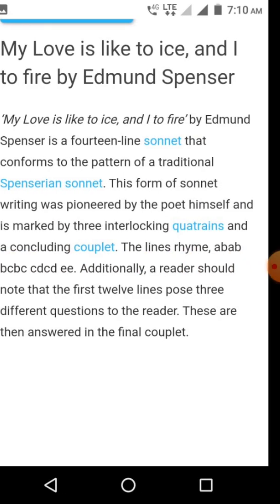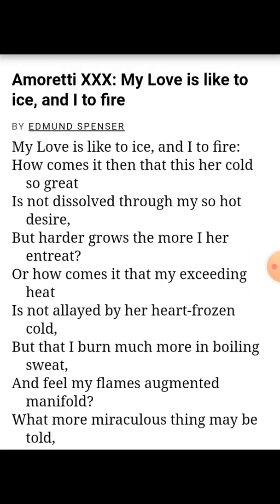So let us begin our sonnet. This is, as I told you, sonnet number 30 from his collection of sonnets known as Amoretti, and the title of our sonnet is "My Love is Like to Ice and I to Fire." The theme of this sonnet is love. At that time it was customary to write on themes like life, love, death and time. These four are the major themes for the sonneteers of that time.